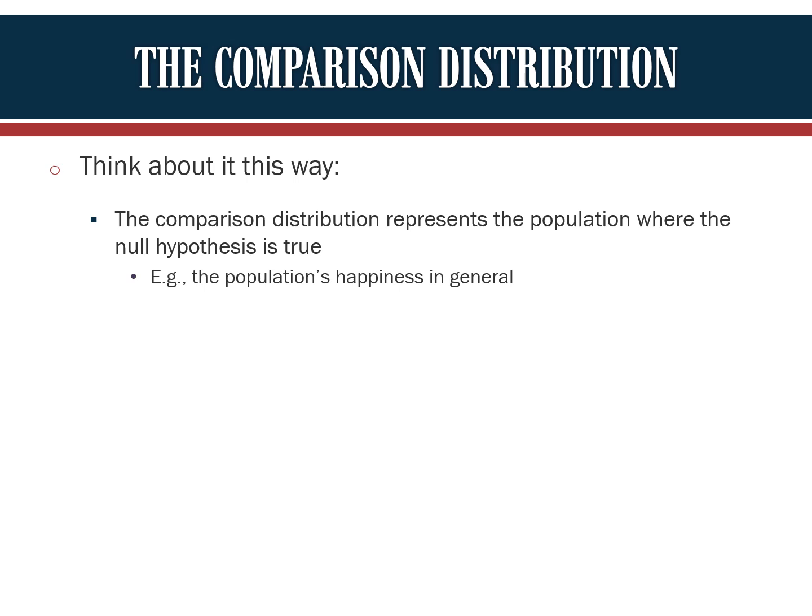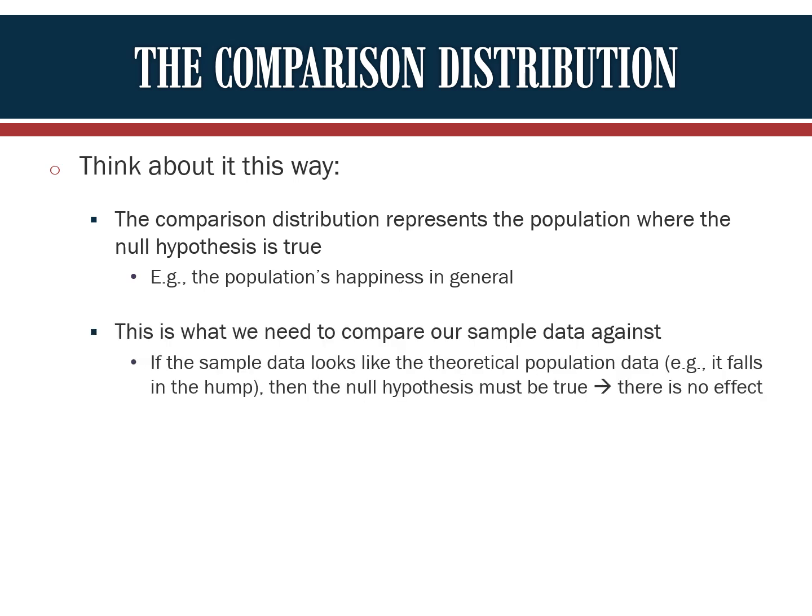It's not all chocolate eating samples, it's everybody's happiness levels. So if we find that there's in fact no effect, in that case, the null hypothesis is true. So the comparison distribution is representing that situation where the null hypothesis is true. This is what we have to compare our sample data against.